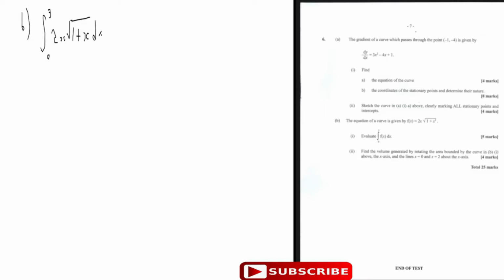Now to do this integral, you can use substitution. So you can call u equal to 1 plus x... oh, this is 1 plus x squared. So u is equal to 1 plus x squared. If u is equal to 1 plus x squared, then du is going to be equal to 2x dx. And so that means you're going to change the limits.